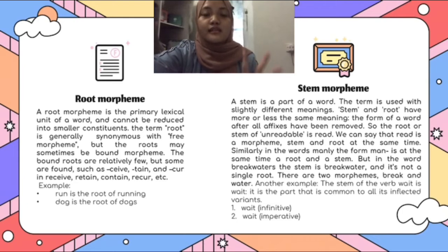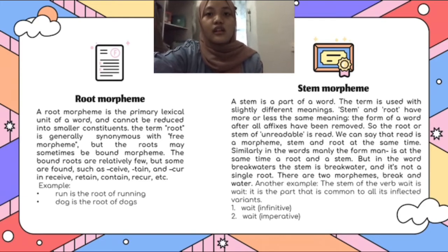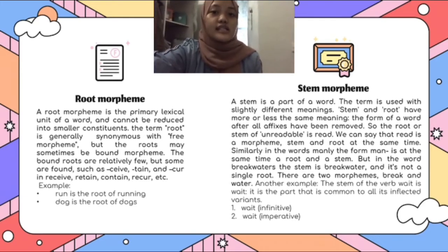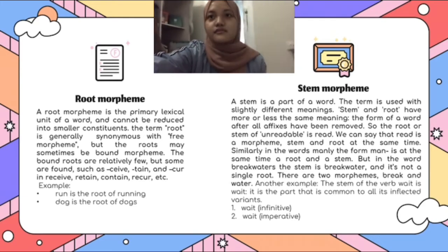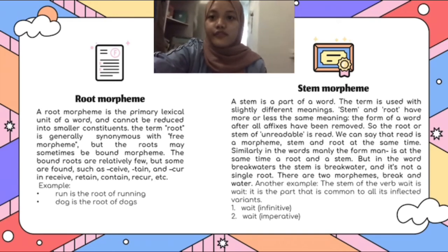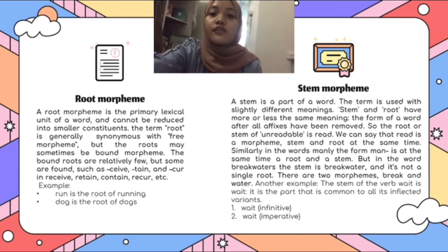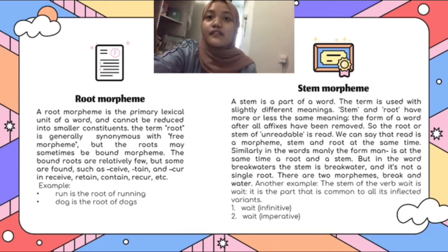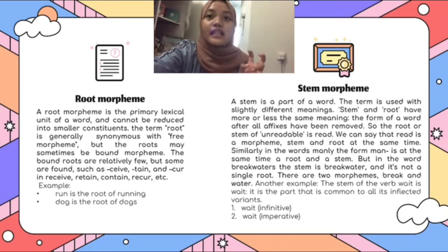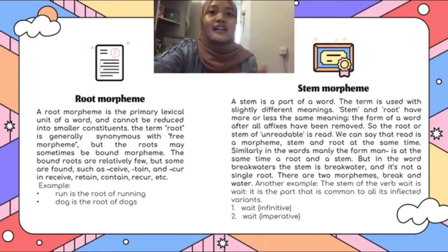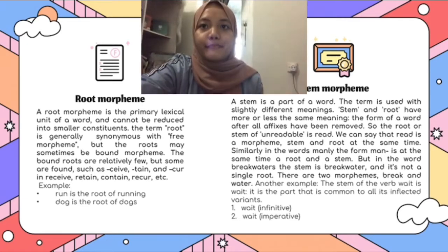But the roots may sometimes be bound morphemes. Example, run is the root of running. Dog is the root of dogs. We have the stem morpheme. A stem is a part of a word. The term is used with slightly different meanings. Stem and root have more or less the same meaning.